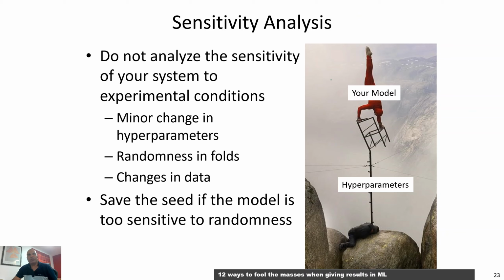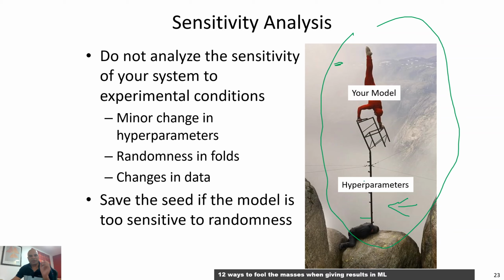Your systems should not be like this at all, right? They should not be very tightly coupled with a specific set of parameters. So if there's a small change in your hyperparameter values, and the whole performance comes tearing down, right? We shouldn't have that. So if you want to fool the masses, then do not analyze the performance of your system under minor changes in hyperparameter values or randomness in the folds or changes in the data. If you don't do that, you're essentially not giving the truth or the true performance of your system.